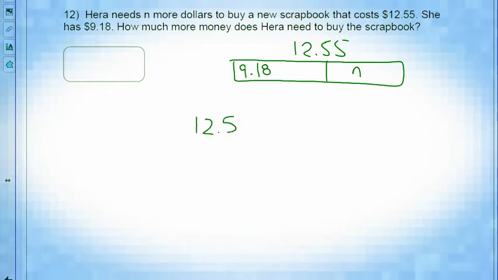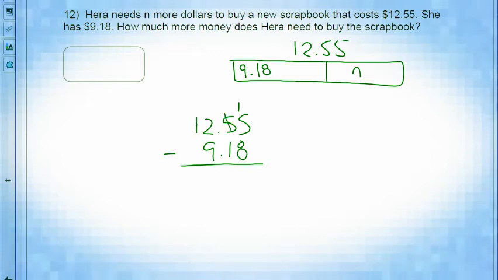$12.55, take away $9.18. And I can't take 8 from 5, so I need to borrow or regroup. I get a 7, I get a 3. Again, I need to regroup, and I get $3.37.